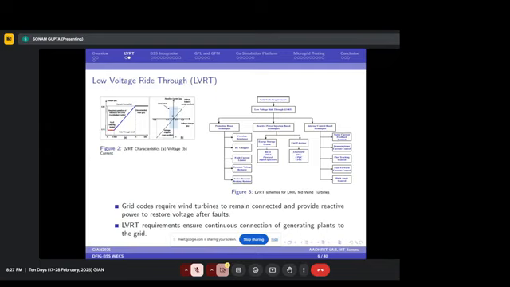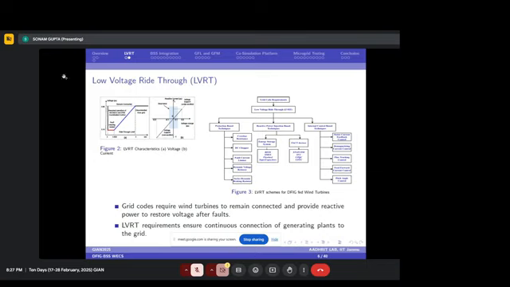What is this low voltage ride through? This is one of the grid codes that is required for the wind turbines to remain connected to the grid and provide reactive power to restore voltage after faults.